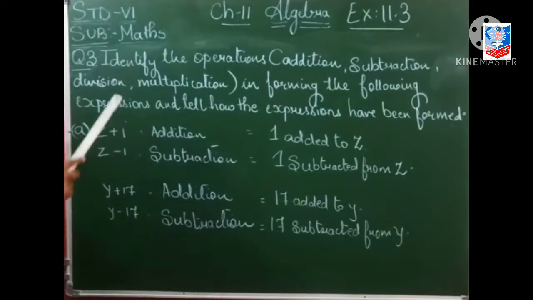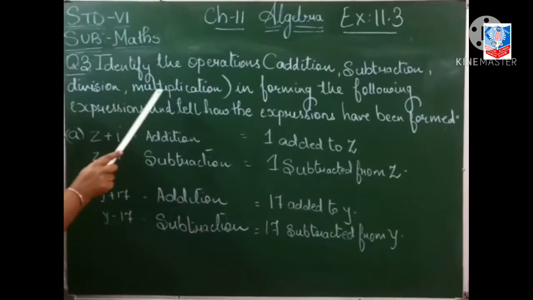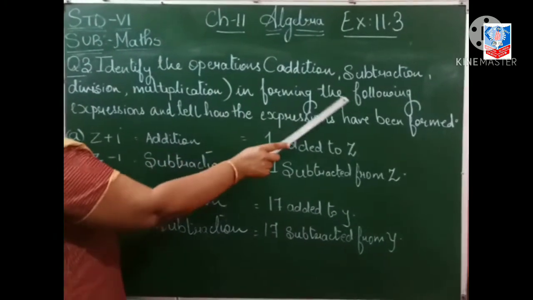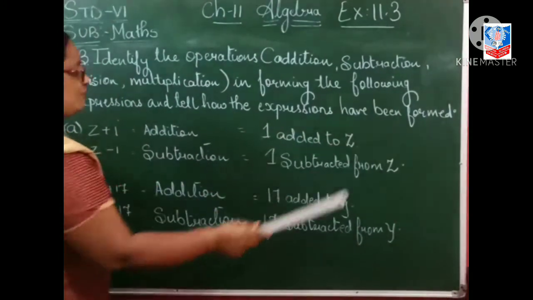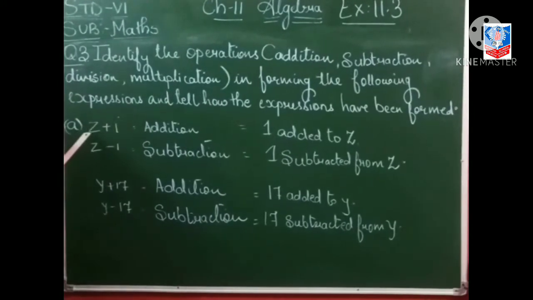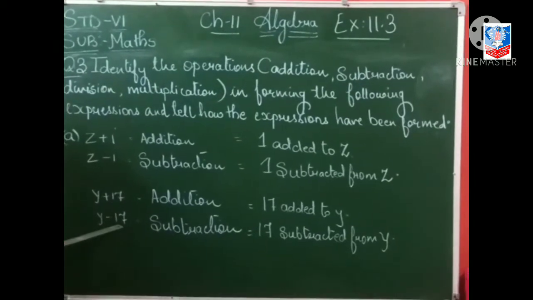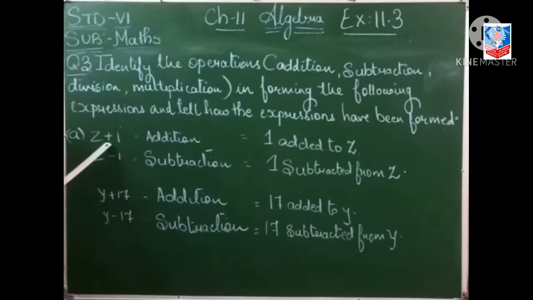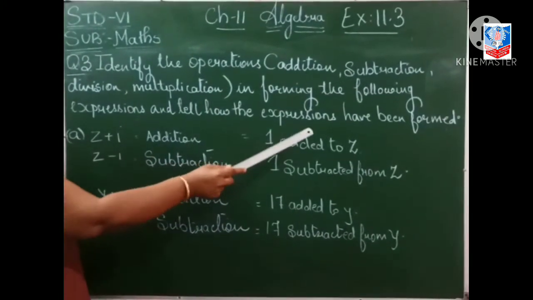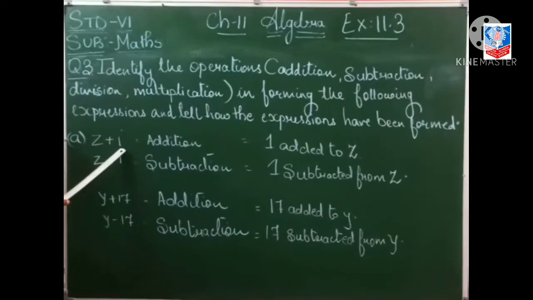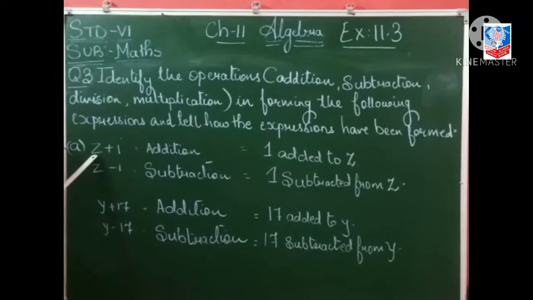Question number 3. Identify the operations, addition, subtraction, division, multiplication, in forming the following expressions and tell how the expressions have been formed. Now see, our first: z plus 1, z minus 1, y plus 17, y minus 17. Now see, the operation is addition. And how has the expression been formed? Here, 1 is added to z, so z plus 1.